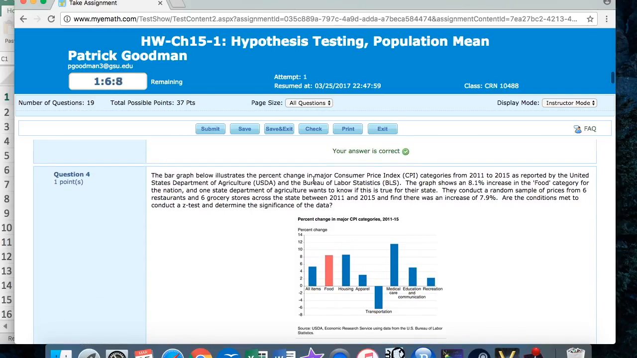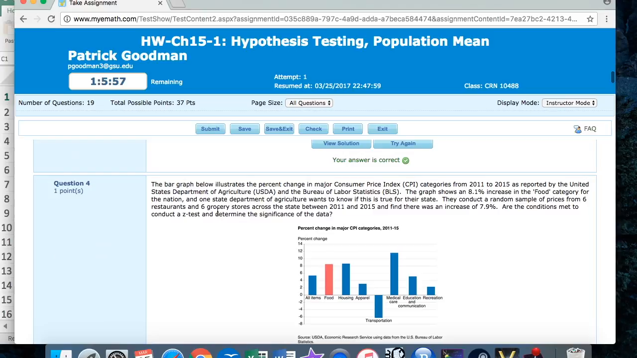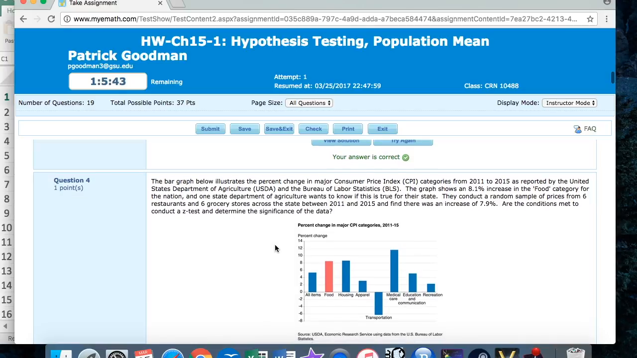All right, so let's see what it says. Shouldn't the answer be yes, should it? So there's only a sample of prices from 6 restaurants and 6 grocery stores. So that would be less than 30, right? And they don't have anything about your population standard deviation. It just says the graph shows an 8.1 increase in food category, and they don't tell you the population standard deviation. So I'm thinking that you would not use a z-test.